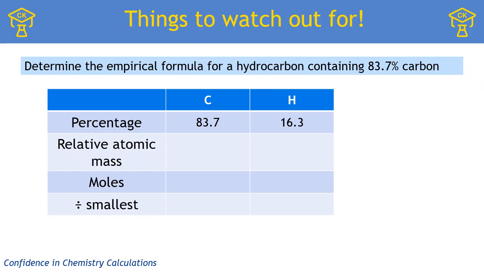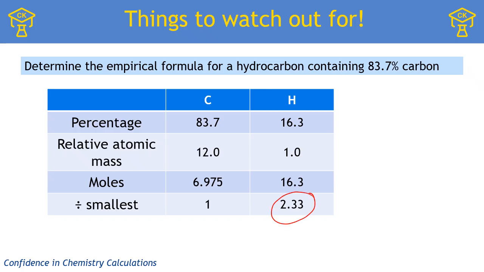So far then, this just looks like it's going to carry on and be a really easy empirical formula question. But there's another reason I chose this example. We put in our relative atomic masses like before. We work out our moles. Everything is the same. And then, because 6.975 is the smallest number, we divide both sides by 6.975 and we get a ratio of 1 to 2.33.